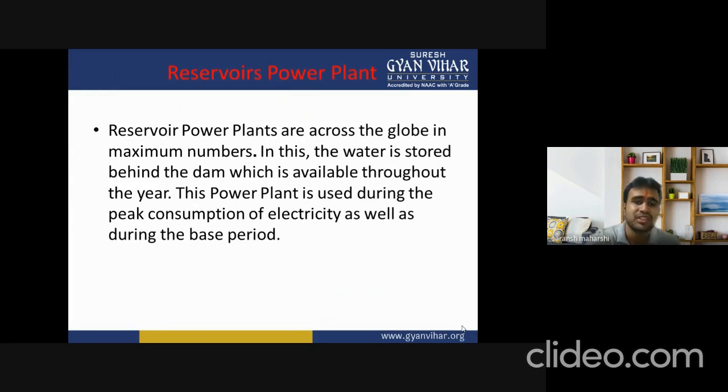Now we'll discuss the reservoir power plant. Reservoir power plants are across the globe in the maximum numbers. In this, the water is stored behind the dam, which is available throughout the year. This power plant is used during the peak consumption of electricity as well as during the base period.